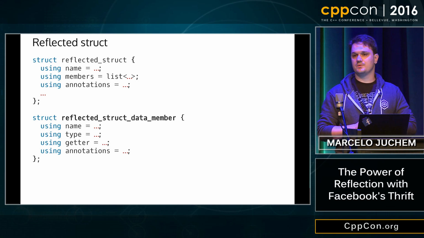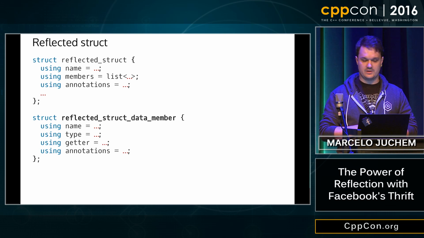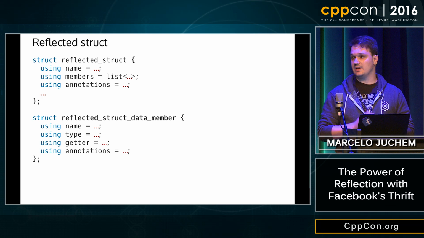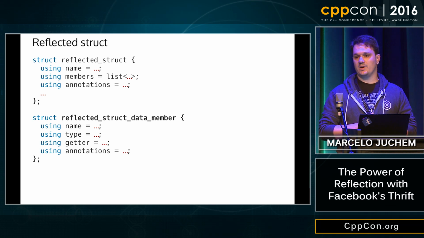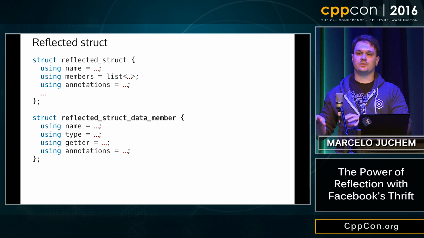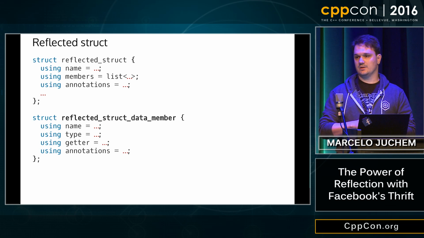We're going to run through some examples later that use annotations to perform some data mapping, so that the goal is basically to say, I want to change only the IDL and not the code that I write in C++. And the reflection framework will just figure things out for you.